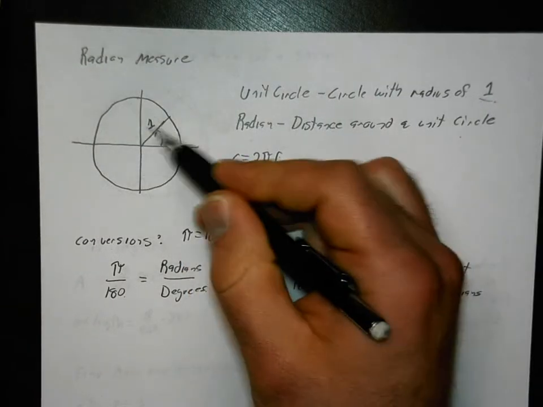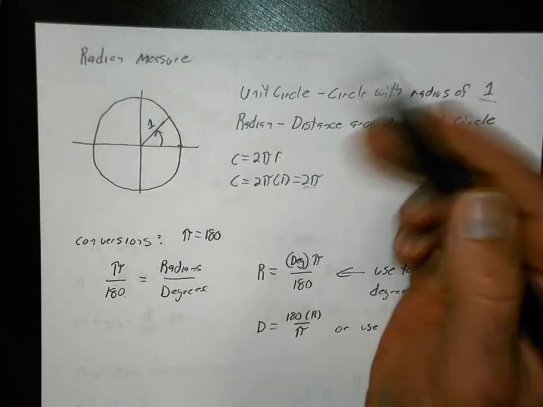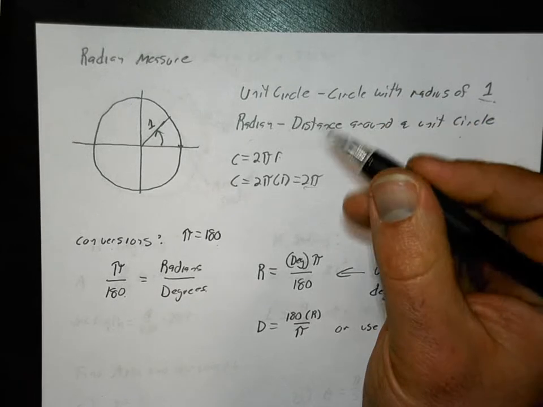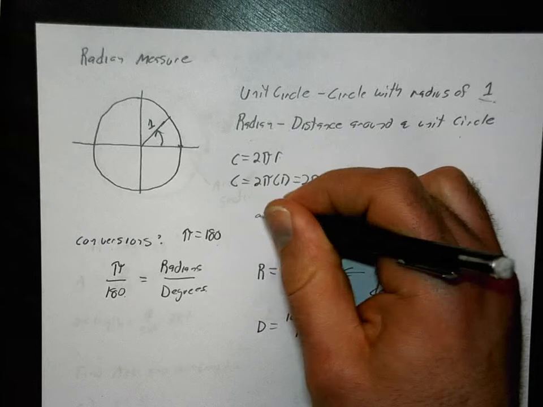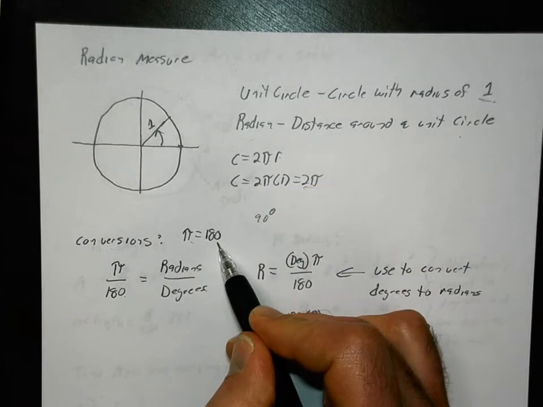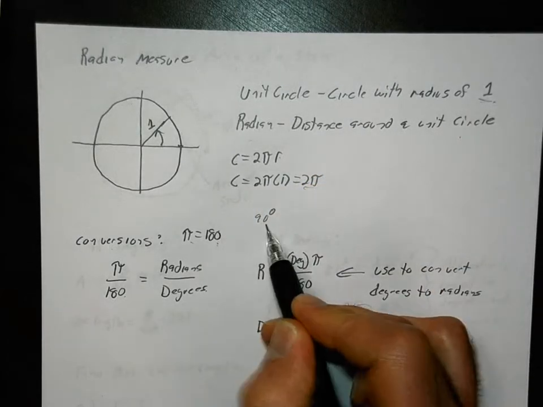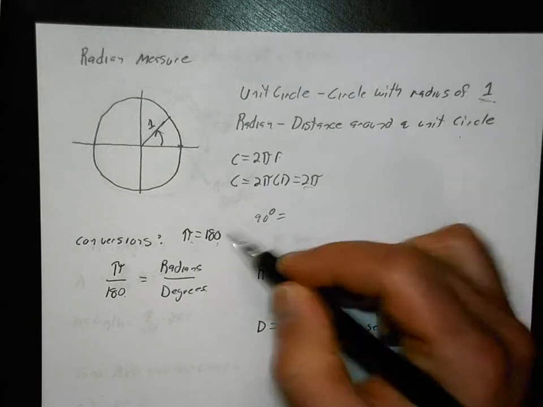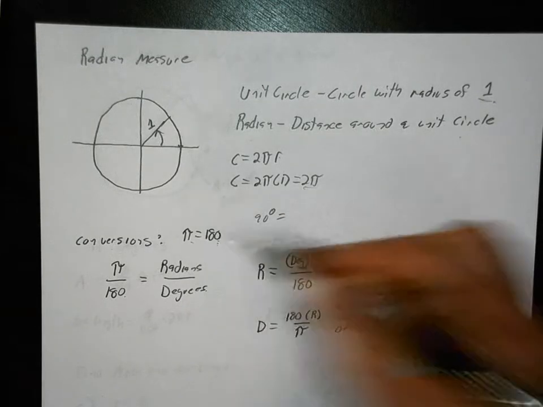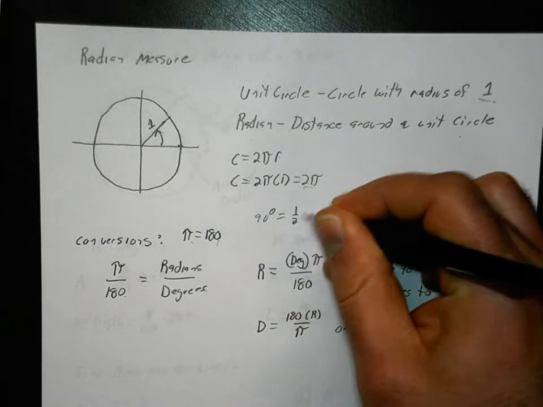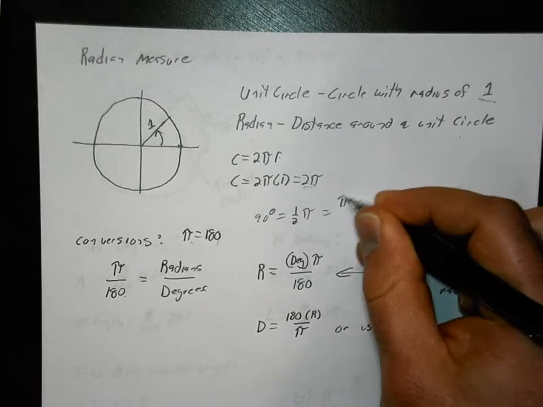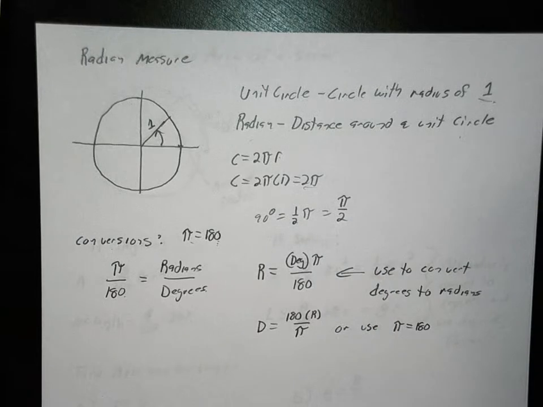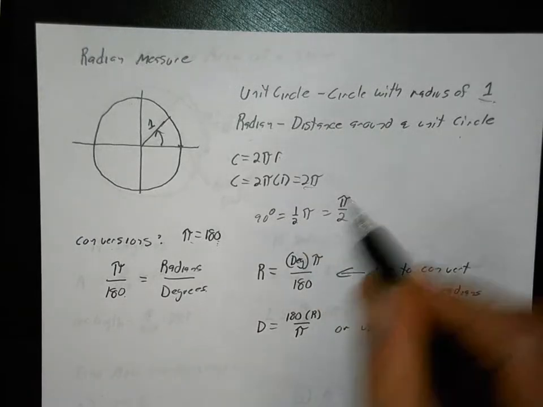Okay, so it's proportional throughout the circle. So for example, let's just pick an angle like 90 degrees. If pi is 180 degrees, what would 90 degrees be? Well, 90 is half of 180, so it would be 1/2 of pi. Now, normally they write it like this. They write it as pi over 2, which is the same as 1/2 pi. So that's what 90 degrees would be.